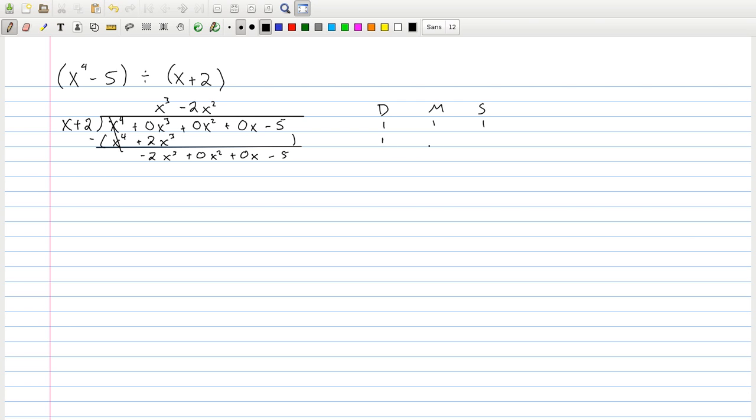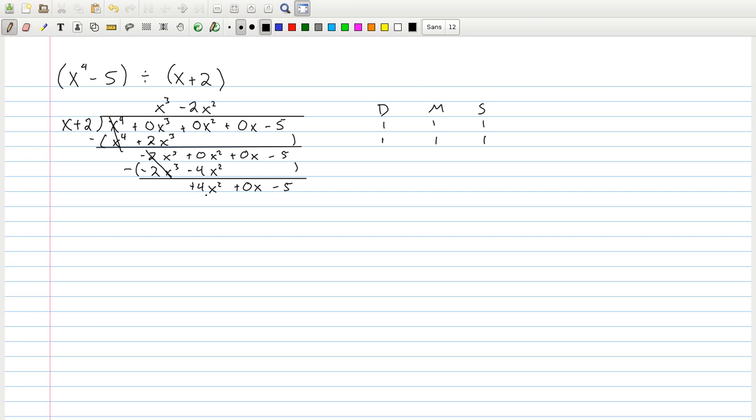With the division done, we move on and multiply. Negative 2x squared times x plus 2 is negative 2x cubed minus 4x squared. With the multiplication done, we're going to move on and subtract. Negative 2x cubed subtract negative 2x cubed will cancel. 0x squared subtract negative 4x squared gives us positive 4x squared. And nothing is being subtracted from the last 2 terms, so we can just copy them down. That takes care of the subtraction, so we go back and divide again.